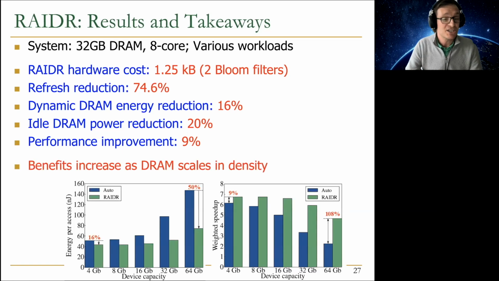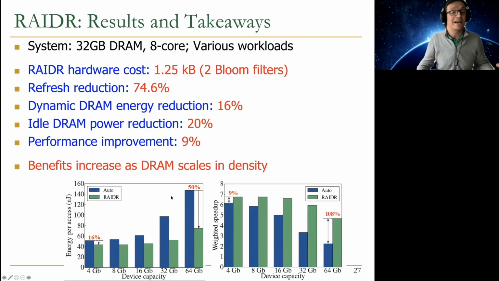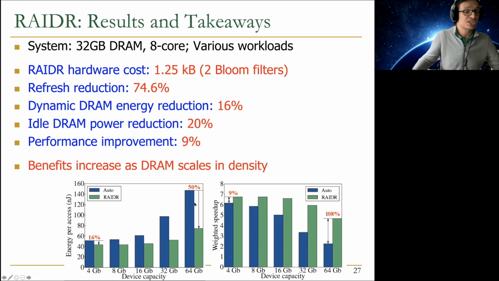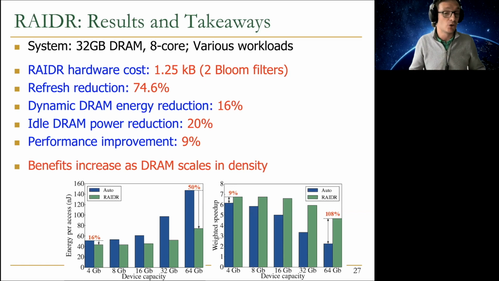Okay, and also, as I mentioned, this is a scalability problem, meaning that in the future, this sort of idea should become better. And that's exactly what we tested in these figures over here. If you look to the left figure over here, this is device capacity on the x-axis, and the energy per access on the y-axis. And auto is the baseline, and RAIDR is the solution that I described. You can see that in a 4 gigabit chip, you save 16% of energy, but in a 64 gigabit chip, you save 50% of energy. So basically, the benefits become higher in a larger chip, because in a larger chip, you're doing many more refreshes, and still a large fraction of them are not necessary. And you can see the performance improvement over here.